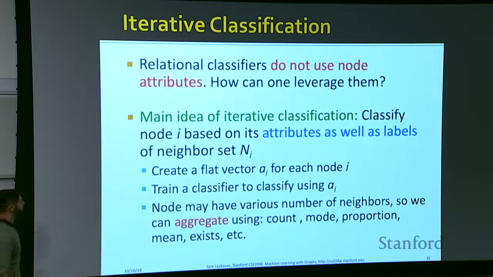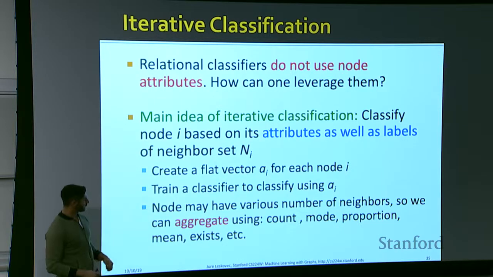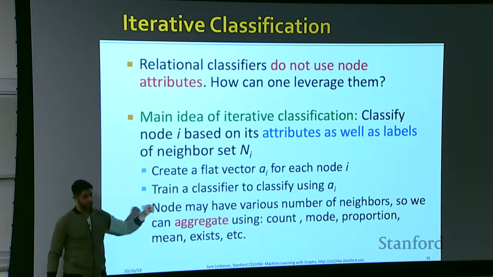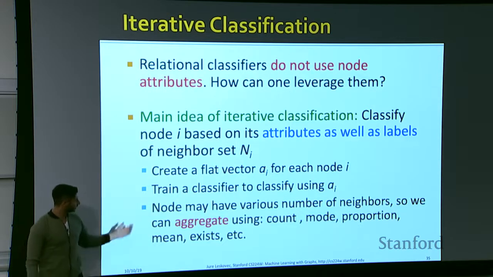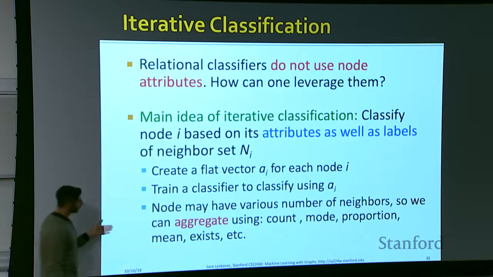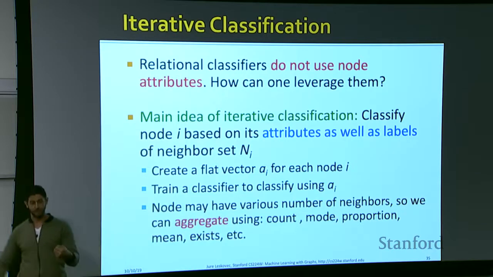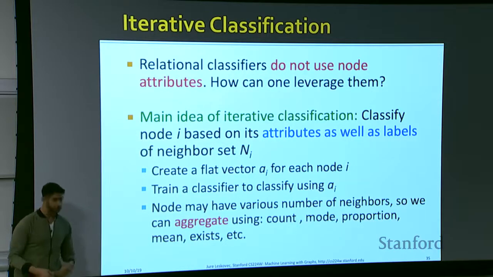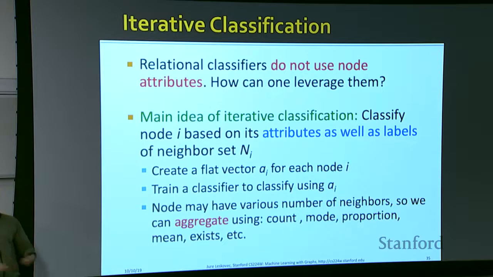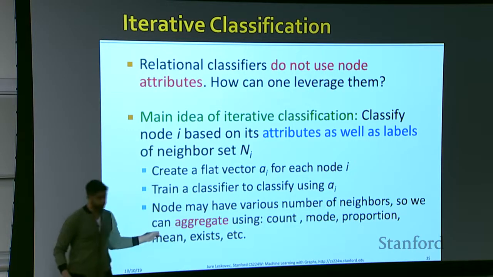What we do is, for each node i, we create a flat vector a_i, which contains all the node features. Then we train a classifier to classify using that flat vector, and node neighbors vary in number. So basically we decide on a strategy to aggregate those features, okay? For instance, our aggregator can be a count, like how many of our neighbors have that feature. Say you're using gender as a feature: how many of our neighbors are female, how many are male, and so forth. Or you can think of a lot of different aggregation strategies.